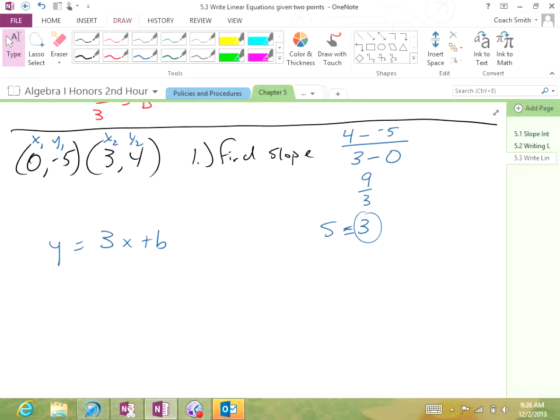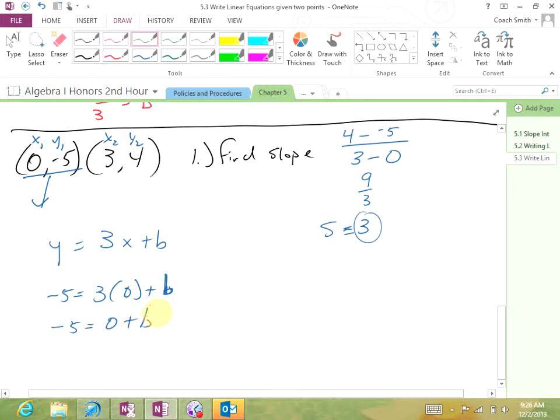Okay. Now I'm going to use this point right here and plug it in. So that gives me negative 5 is equal to 3 times 0 plus b. This one becomes fairly simplistic. Negative 5 is equal to 0 plus b. So negative 5 is equal to b. So your answer is y equals 3x minus 5.